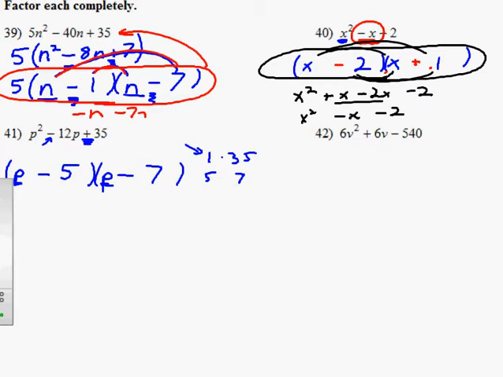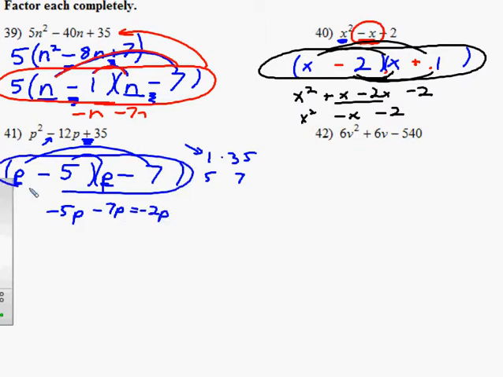So we're going to check this. So this is negative 5p and negative 7p, which does in fact equal negative 12p. And so that's our answer for that one.